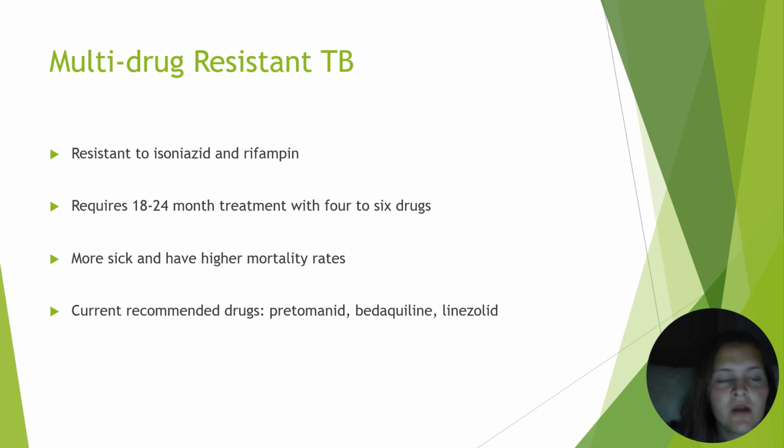Okay, so the next one, multi-drug resistant tuberculosis. This is a strain of tuberculosis that's resistant to isoniazid and rifampin. It requires 18 to 24 month treatment with 4 to 6 drugs to get over this condition. People who present with this are more sick and have higher mortality rates. The current recommended drugs are pretomanid, bedaquiline, and linezolid. It's a very dangerous condition.